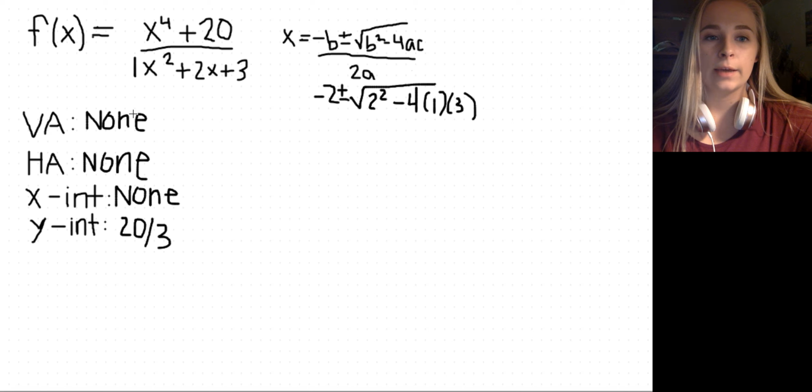And so now we can see that we don't have any asymptotes, we don't have any x-intercepts. The only thing we have on this graph will be a y-intercept at the point 20 over 3. And that is problem 4 from module 6.